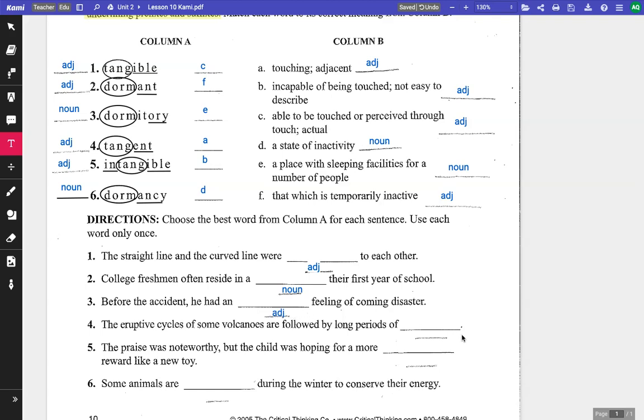Adjective is correct. Number 4, the eruptive cycles of some volcanoes are followed by long periods of blank. Noun is correct. Number 5, the praise was noteworthy, but the child was hoping for a more blank reward, like a new toy. Adjective. And finally, some animals are blank during the winter to conserve their energy. That's correct. Adjective. We're describing the animals.